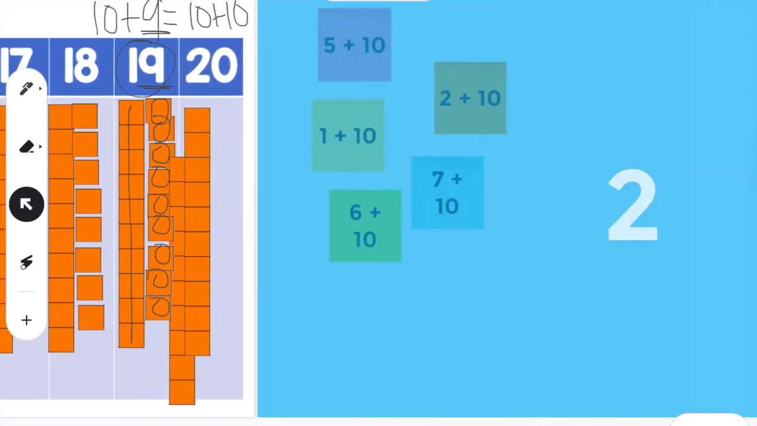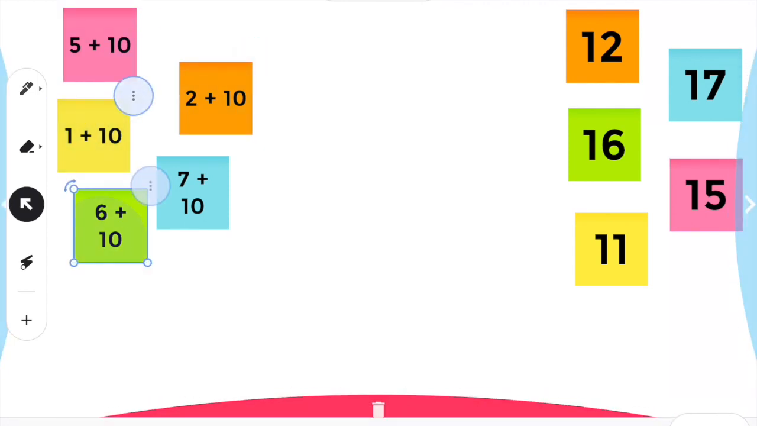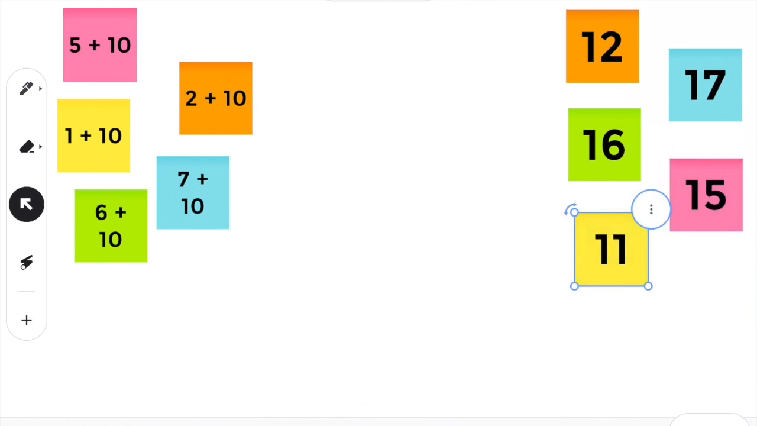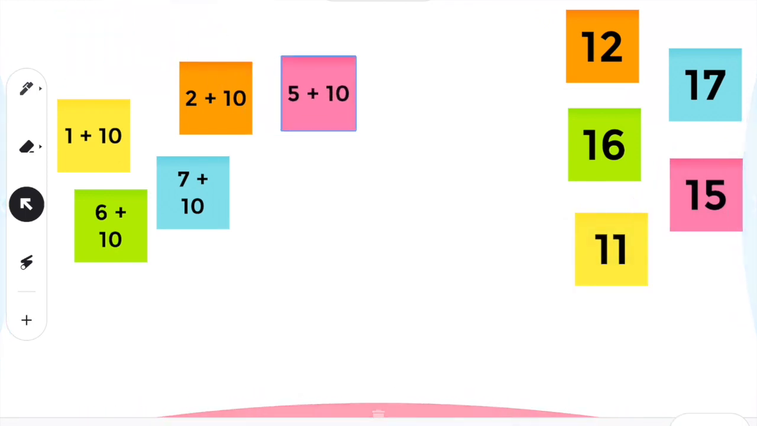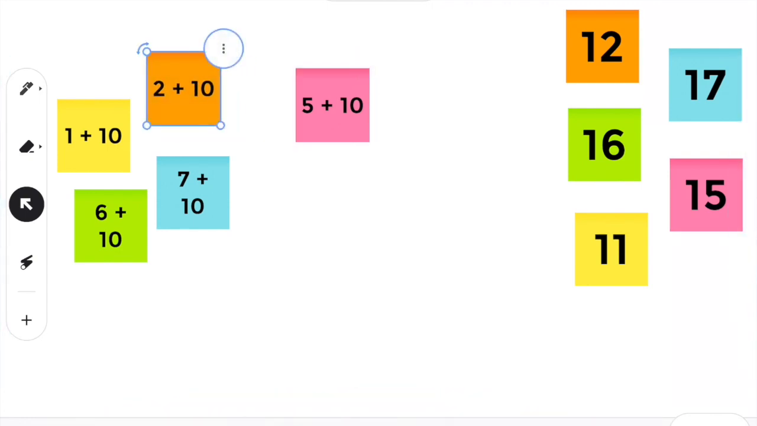Good work, friends. Let's go ahead and try this next exercise. This one is pretty fun. We are going to match up the addition sticky notes, those are all on this side, and the teen number sticky notes on this side. So go ahead. We'll start with the pink because pink is one of my favorite colors and it's Miss Ronigan's favorite color. And Miss Ronigan is one of my best friends.